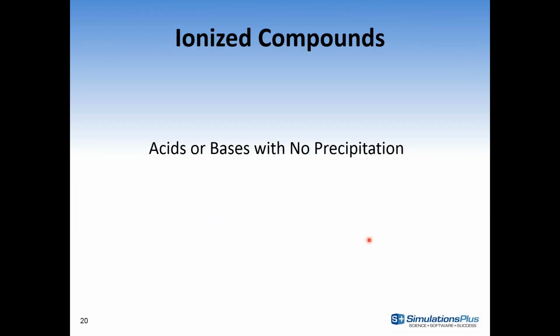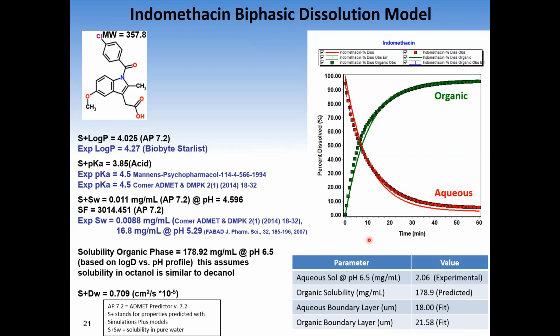So I'm only going to look at a subset of this data because we don't have time to look into all of them. I'm just going to look at a couple of the compounds that don't precipitate. First, Indomethacin, which is a lipophilic compound. It's an acid, and it's got a pKa of around 3 or 4, so it's going to be soluble at pH 6.5. There's no supersaturation, so we're looking purely at diffusion into the organic layer, using the experimental aqueous solubility and then the organic solubility predicted from the log D versus pH profile.